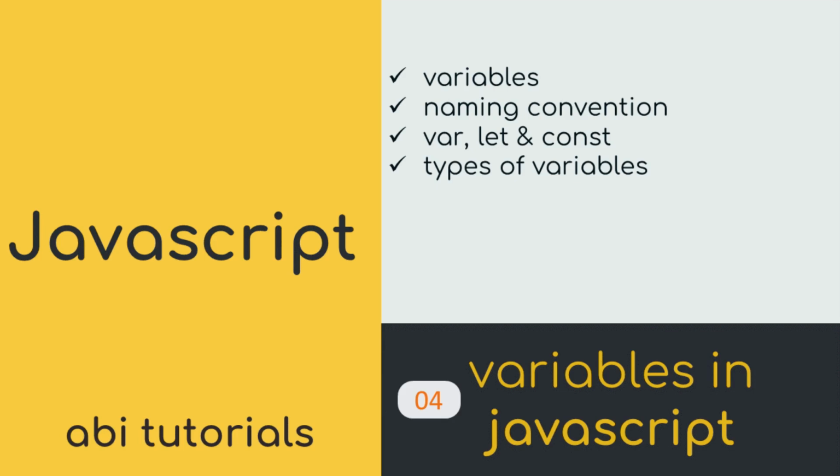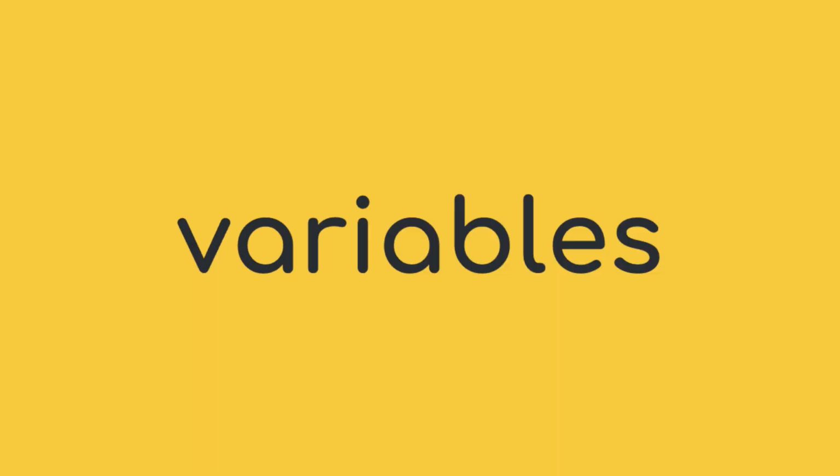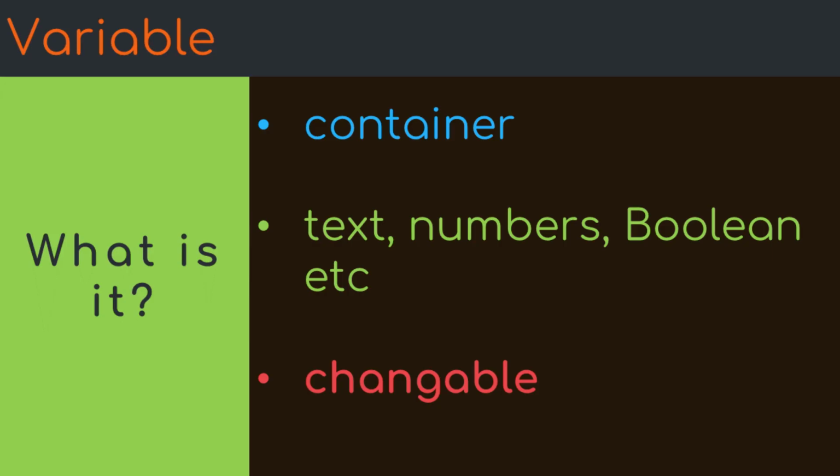In this video, we will discuss briefly about variables in JavaScript. First, let's see what is a variable. A variable is a container which any programming language uses to store a value. Can be used to store text, numbers, boolean, decimal digits, etc. But one special thing about variables is that their contained values can change.